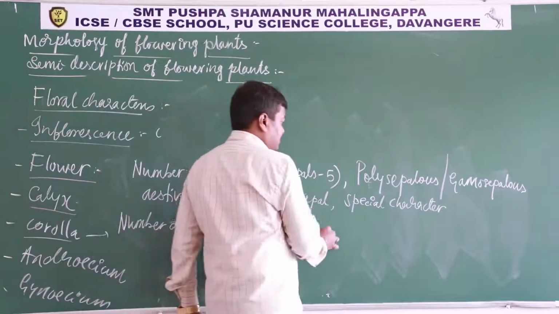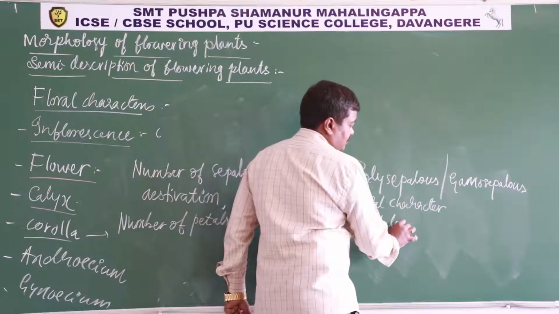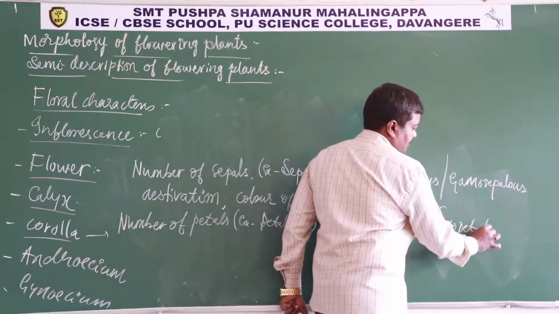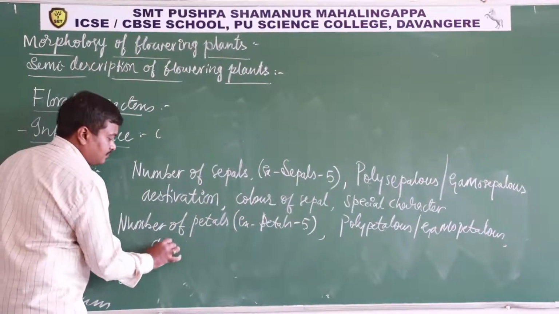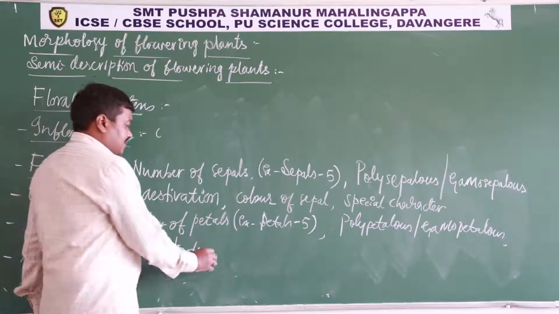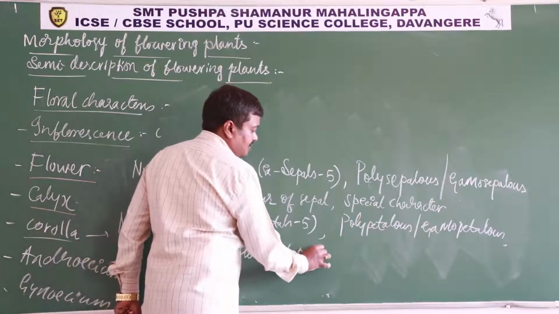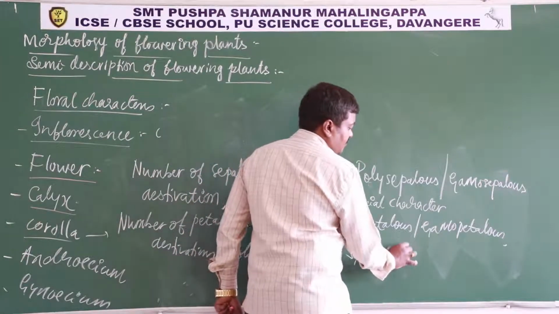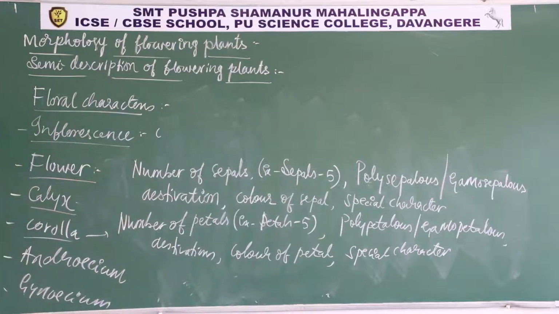Then whether the petals are polypetalous or gamopetalous, you must mention. Estivation, the same kinds of estivation characters are also applicable here for corolla. Then color of petal, or any special character. So that should be mentioned under the corolla.